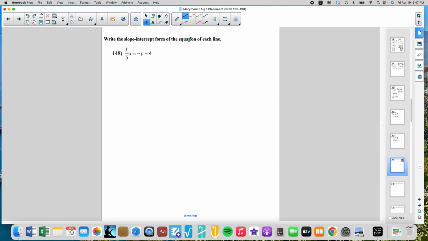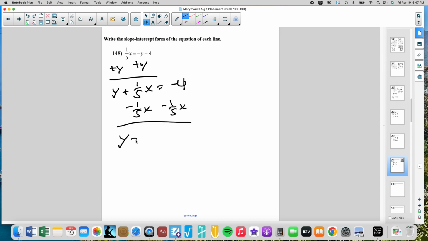In slope-intercept form, I'm going to add y plus 1/5 x equals -4, and then I'm going to subtract 1/5 x, minus 1/5 x. We get y equals -1/5 x minus 4 for number 148.